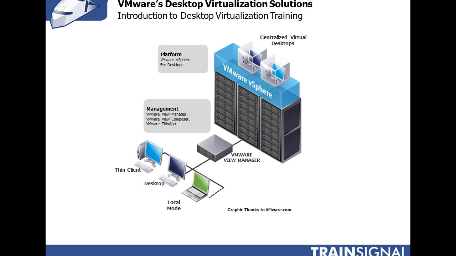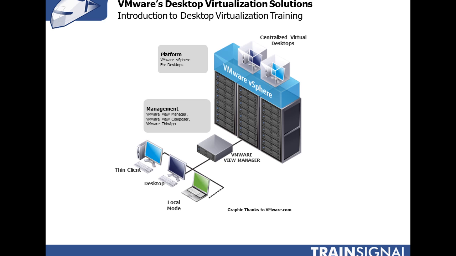So let's say that you were running VMware View. This is what your desktop virtualization infrastructure would look like. On the left-hand side, you've got your thin client devices, desktops, local mode devices, and even mobile devices. Somehow they're getting into the data center. Could be through an IPsec VPN, it could be through VMware's security server, or they could be local devices.